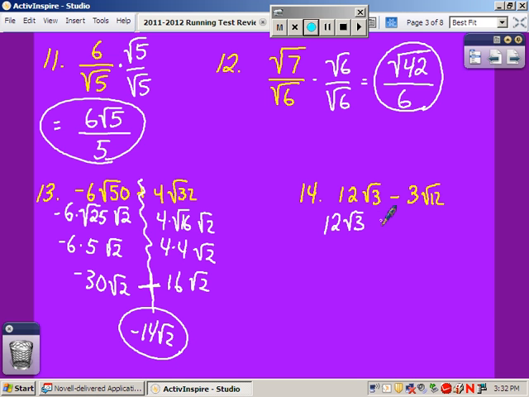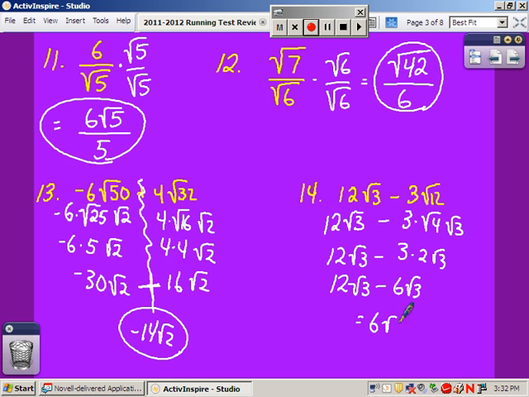But this one I can simplify, and say, wait a minute, 4 goes into this. So what I got is 12 square root of 3 minus 3 times 2 square root of 3. In other words, 12 square root of 3 minus 6 square root of 3. My final answer is 6 square root of 3.